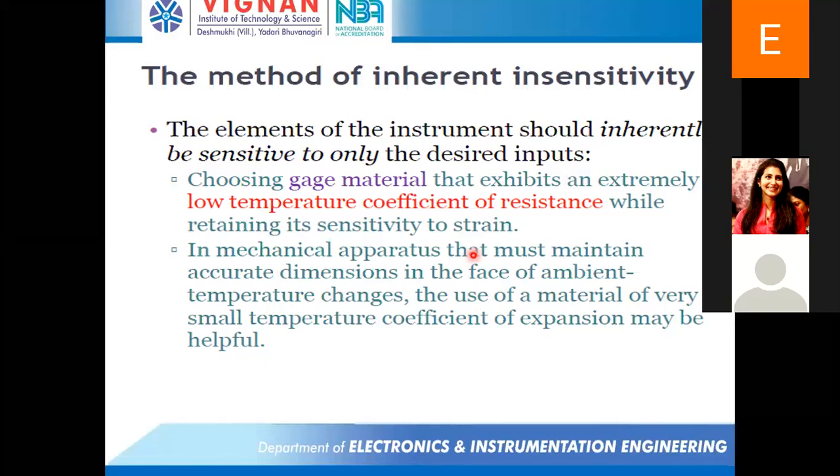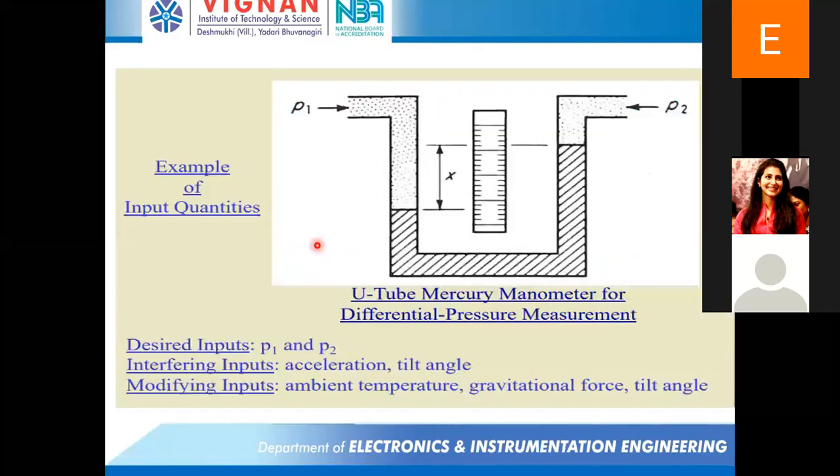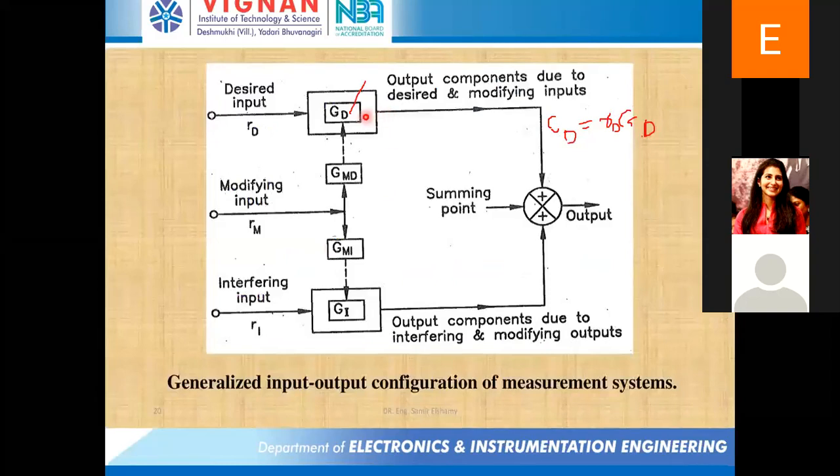interfering and modifying inputs. That means, see this diagram, the instrument should respond to only the desired input. We have to design it such that it is insensitive to these interfering and modifying inputs. That means it is desirable to make GI and GMI or GMD as nearly equal to 0. So we have to design the instrument such that its GI value or GMI or GMD and all that should be equal to 0.